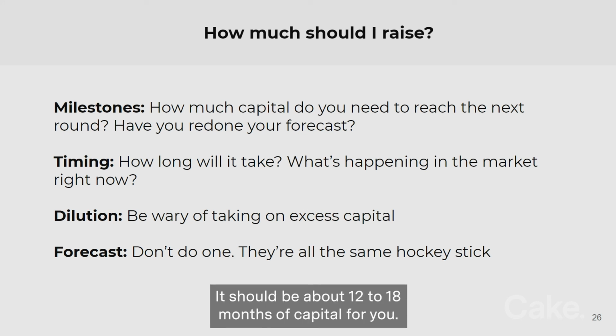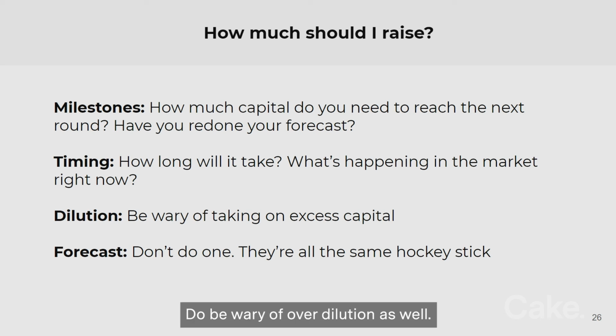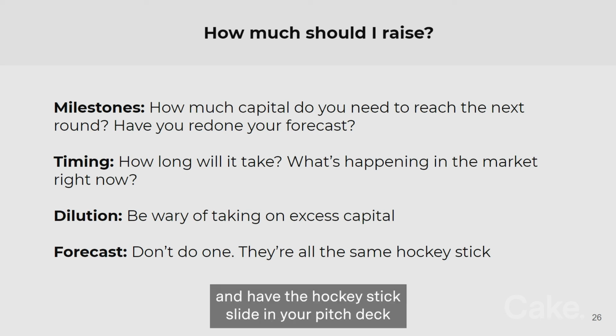It should be about 12 to 18 months of capital for you. Do be wary of over dilution as well. So as I said before, 10 to 20% per round is about right. And with your forecast, don't necessarily do a big complicated one and have the hockey stick slide in your pitch deck, because pretty much every pitch deck has it, and you can just take the company name off one and stick it on another and put it in any deck.